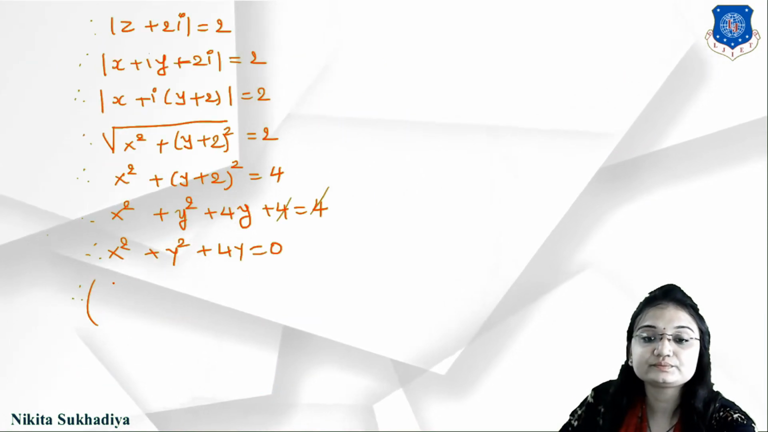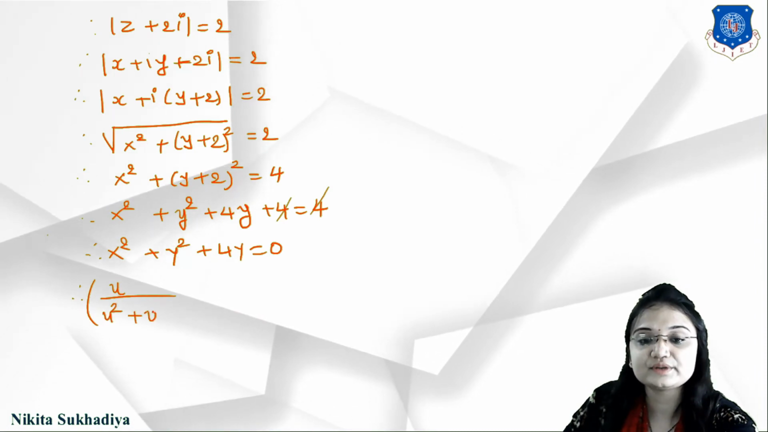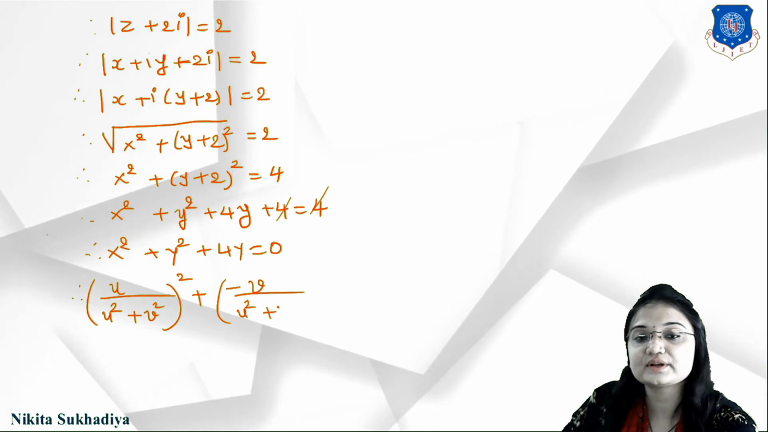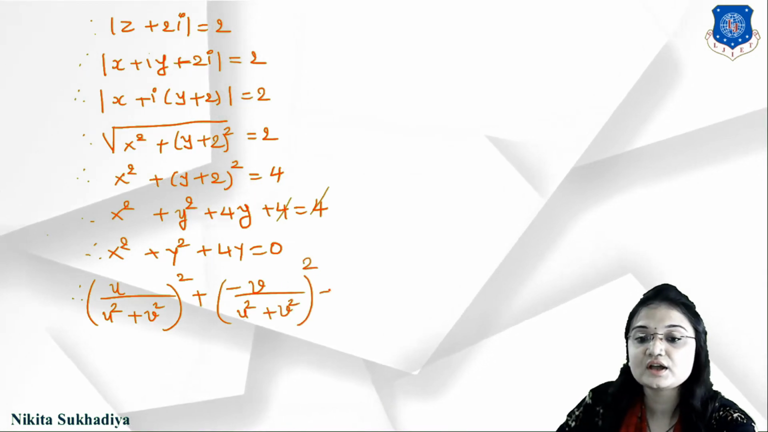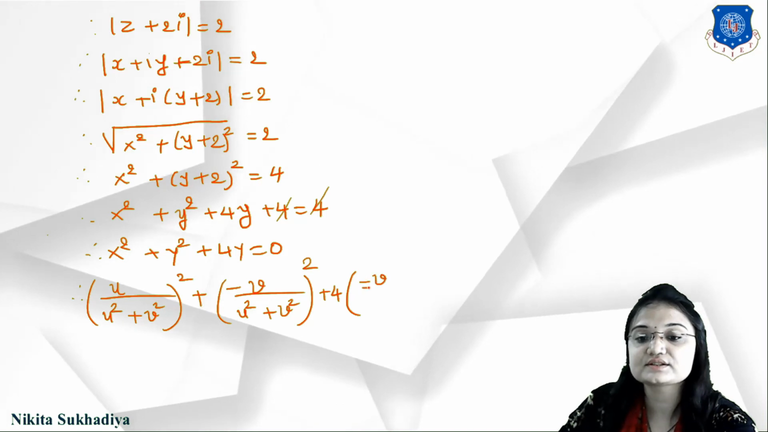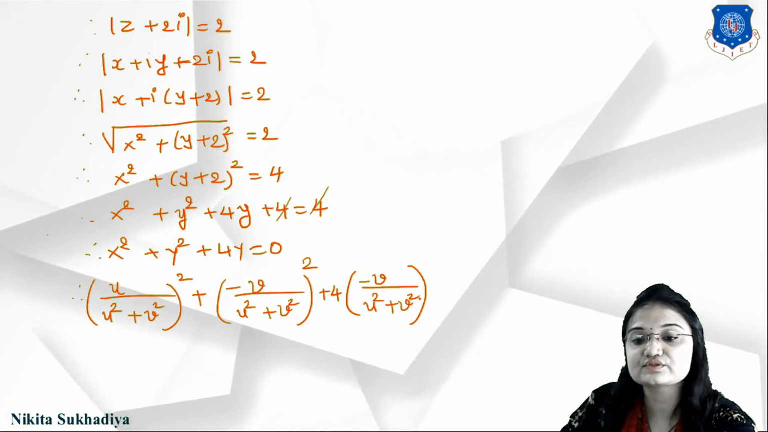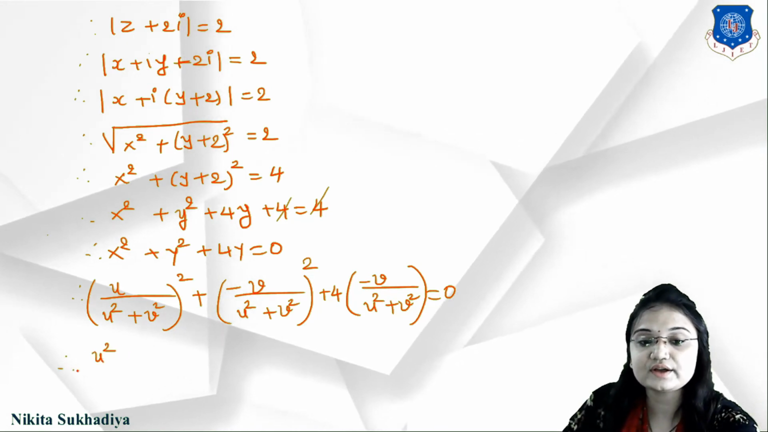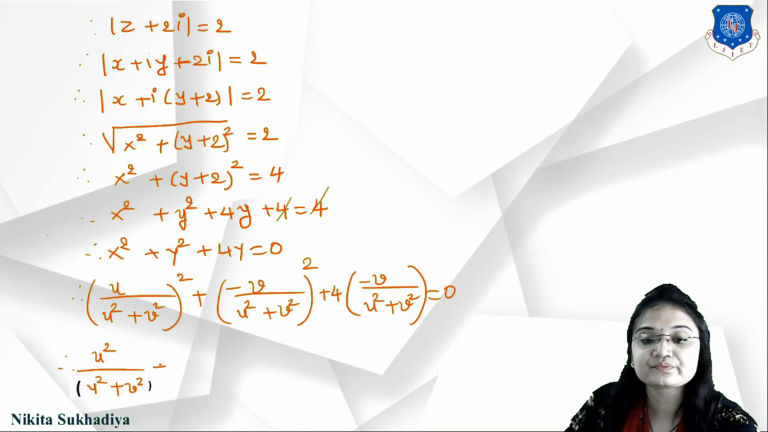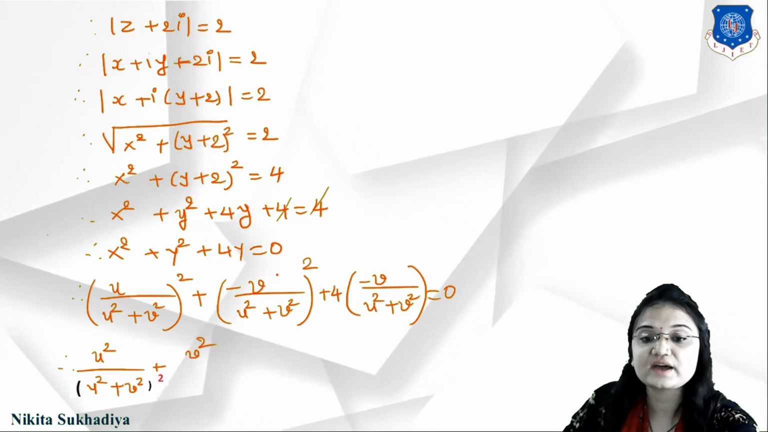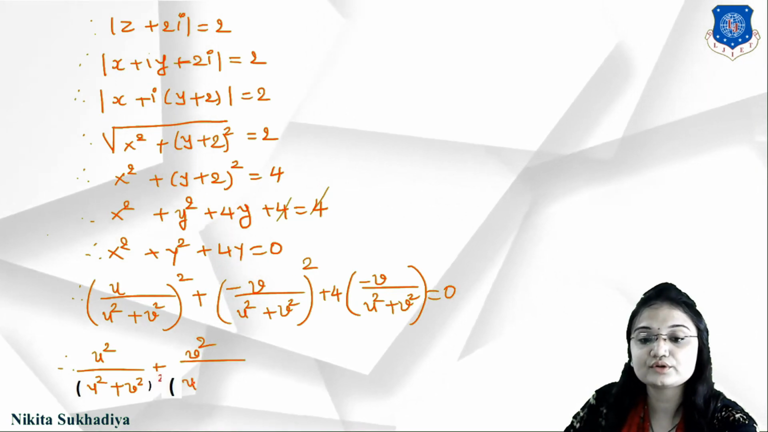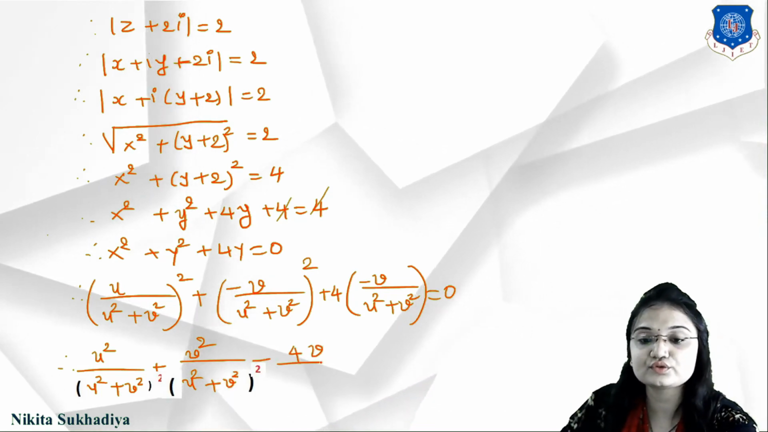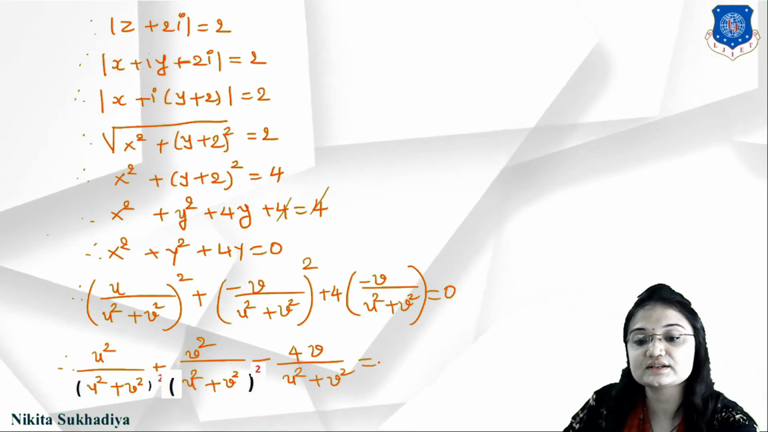So this will become (u upon u square plus v square) whole squared plus (minus v upon u square plus v square) whole squared, and plus 4y, that is minus 4v upon u square plus v square, is equal to 0. Okay, and this is nothing but u square upon (u square plus v square) whole square plus v square upon (u square plus v square) whole square, and this 4y is minus 4v upon u square plus v square is equal to 0.